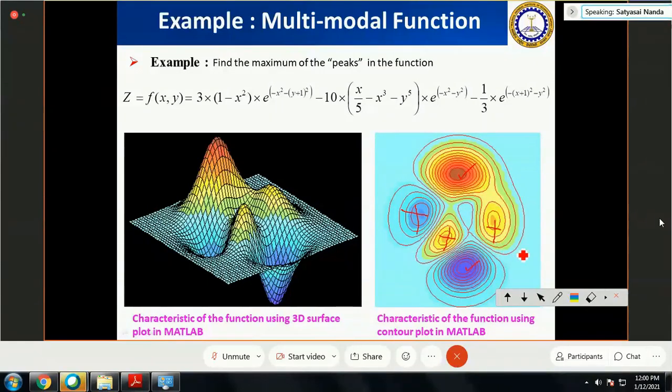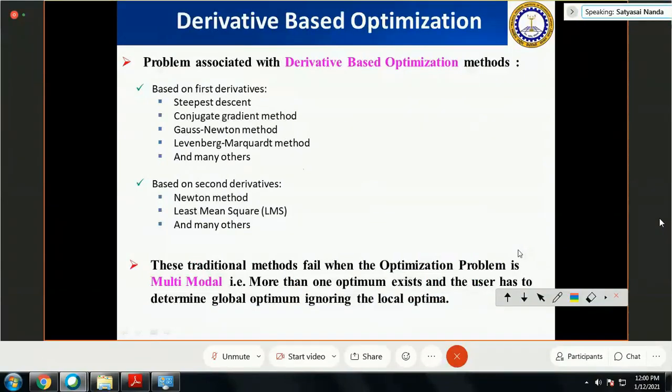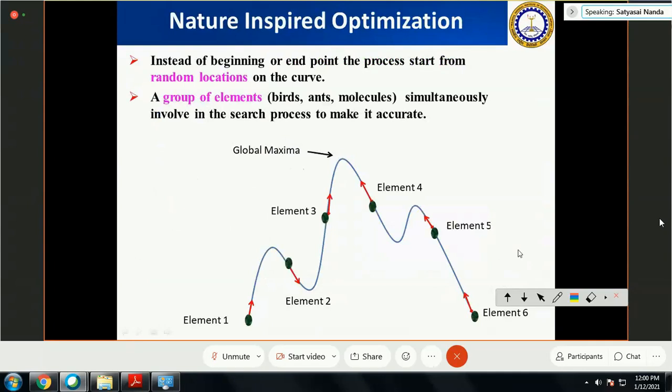So for achieving this global optimization, we are going to solve it with nature-inspired optimization algorithms. And the derivative-based approaches I mentioned, the steepest descent algorithm, Gauss-Newton method, Levenberg-Marquardt method, Newton-Raphson method, least mean square method, these methods will not work so effectively in these scenarios.